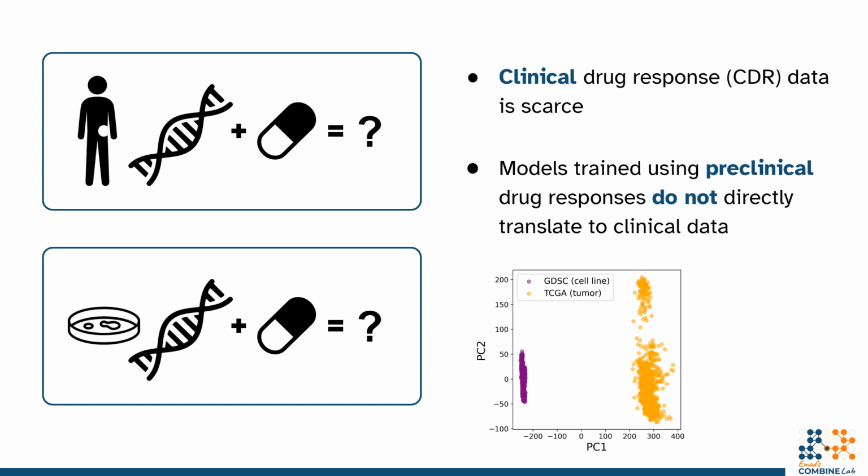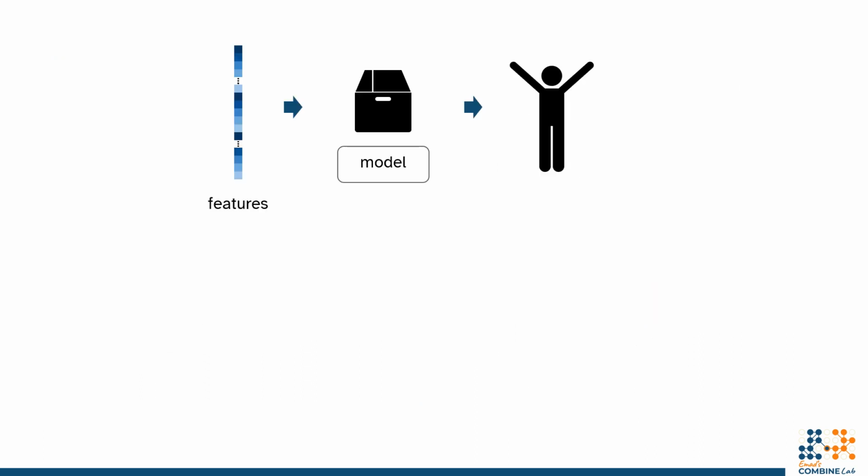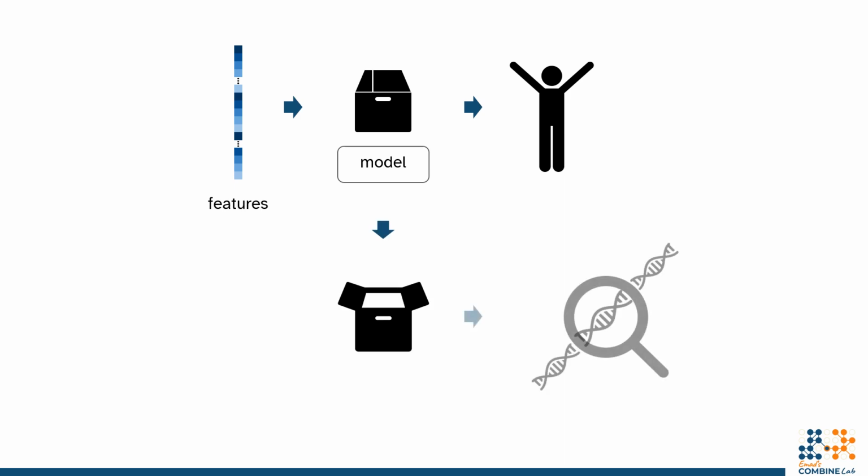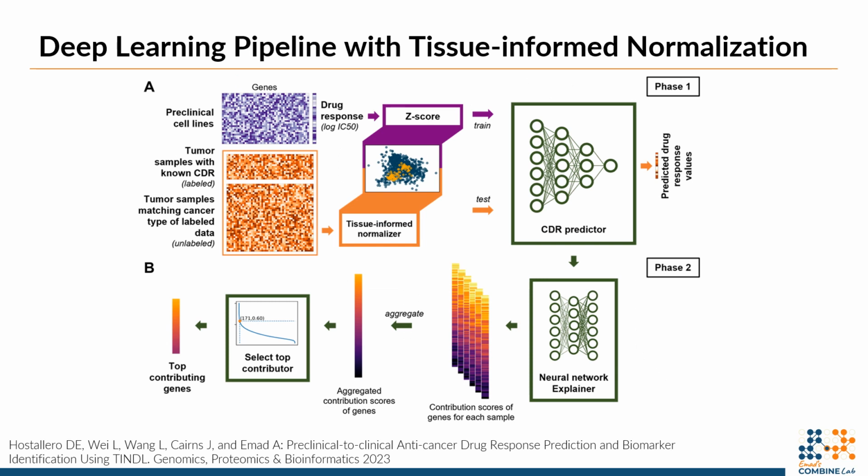These discrepancies can be seen by simply plotting the first two principal components of tumors, here in orange, and cell lines, here in purple. Additionally, deep learning models are often regarded as black boxes. In this study, we would like to open this black box to identify potential biomarkers of drug response. We propose a deep learning pipeline called Tyndall to address these two tasks.